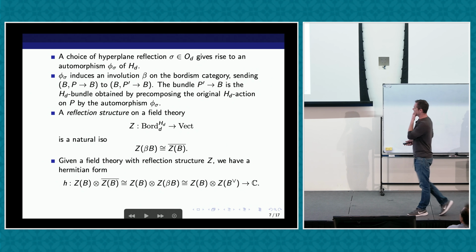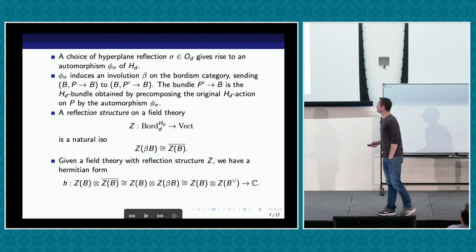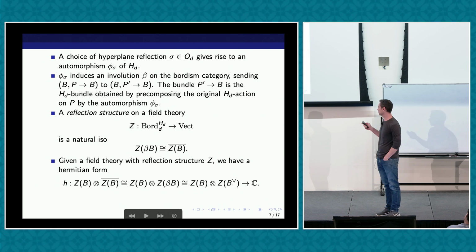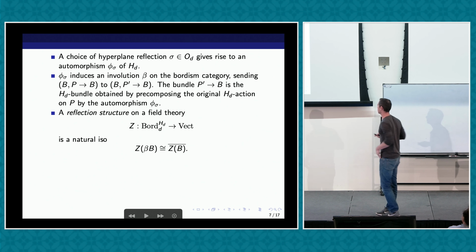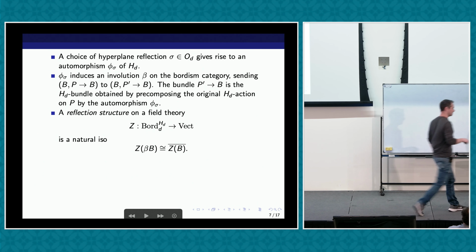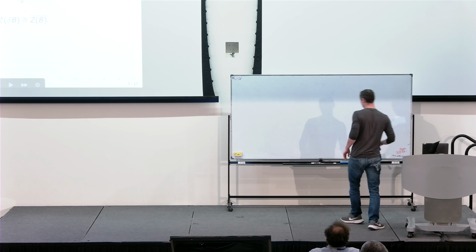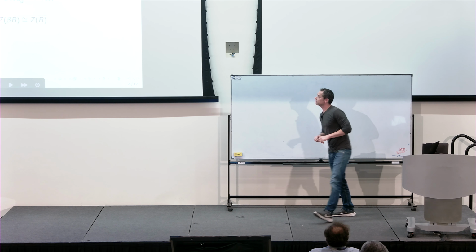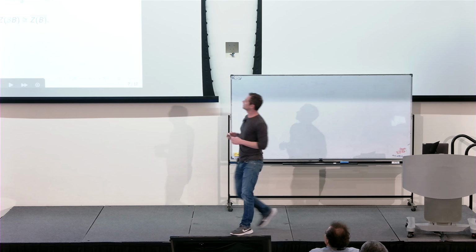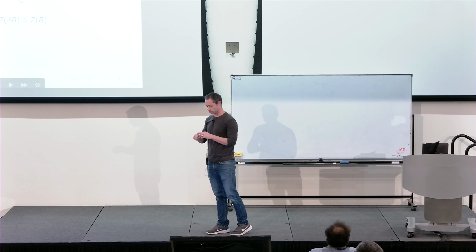Okay, and if you have a field theory with reflection structure, then there's a corresponding Hermitian form. Actually, let me say one thing here. Let me draw a picture on the whiteboard, because there's another way to think about this involution in terms of duals.